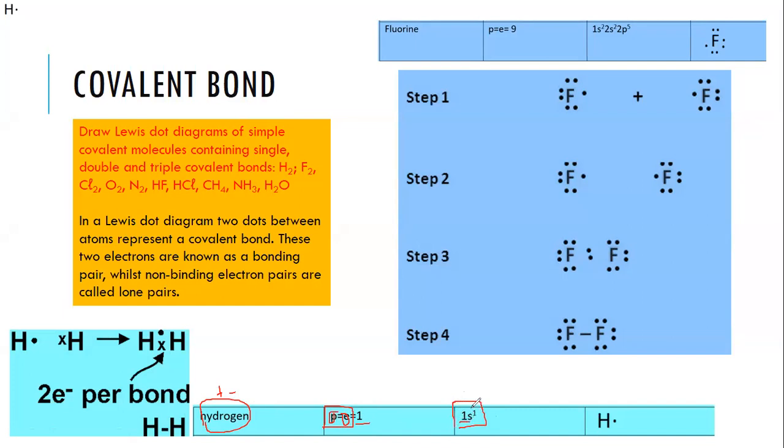That's the only energy level. And how many electrons? One. You just need to show one electron around the symbol. This is our Lewis diagram for a single, neutral hydrogen atom. So that's going to be H and one dot around it.